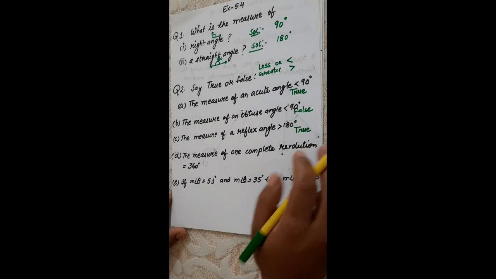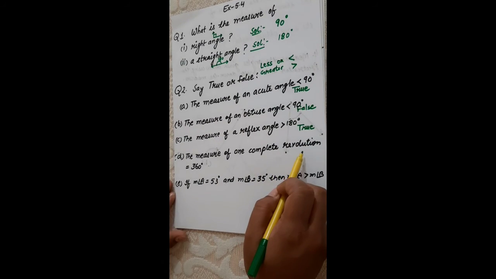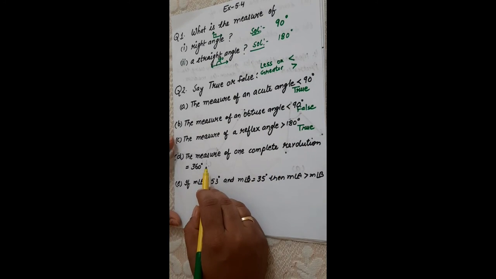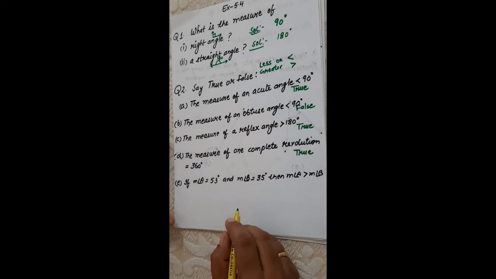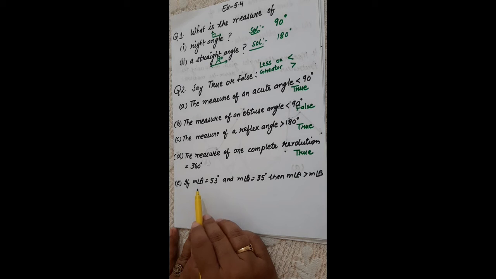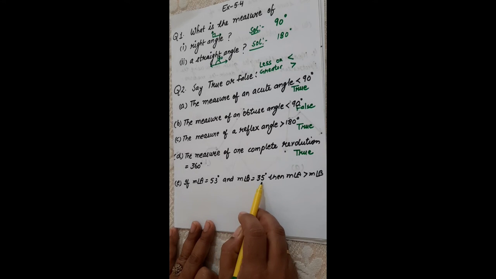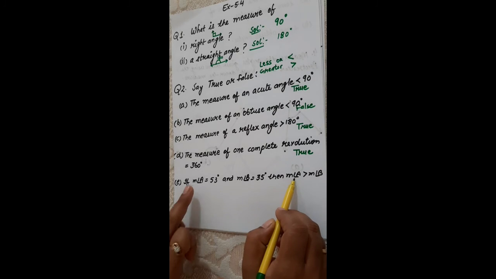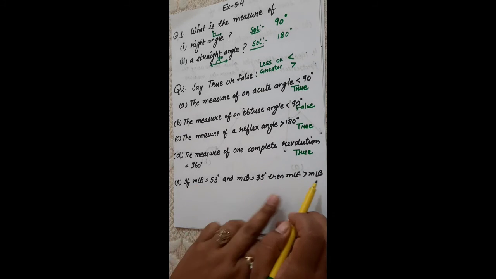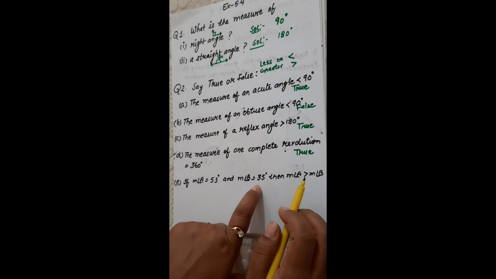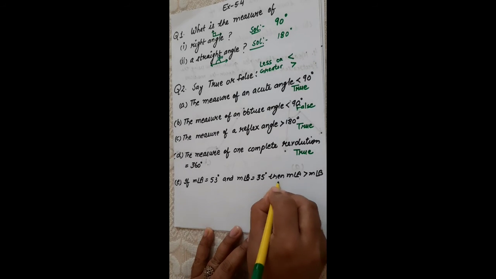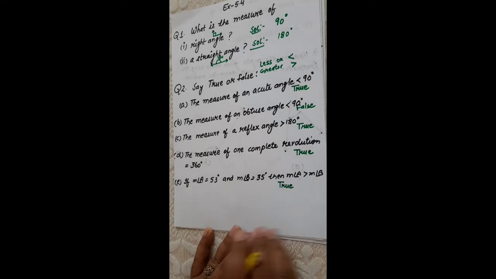The next we have: the measure of one complete revolution is 360 degrees. So this is true. One complete revolution means 360 degrees. Now we have the measure of A is 53 degrees and the measure of B is equal to 35 degrees. Then the measure of angle A is greater than the measure of angle B. Here angle A is greater than angle B, so this is also a true statement.